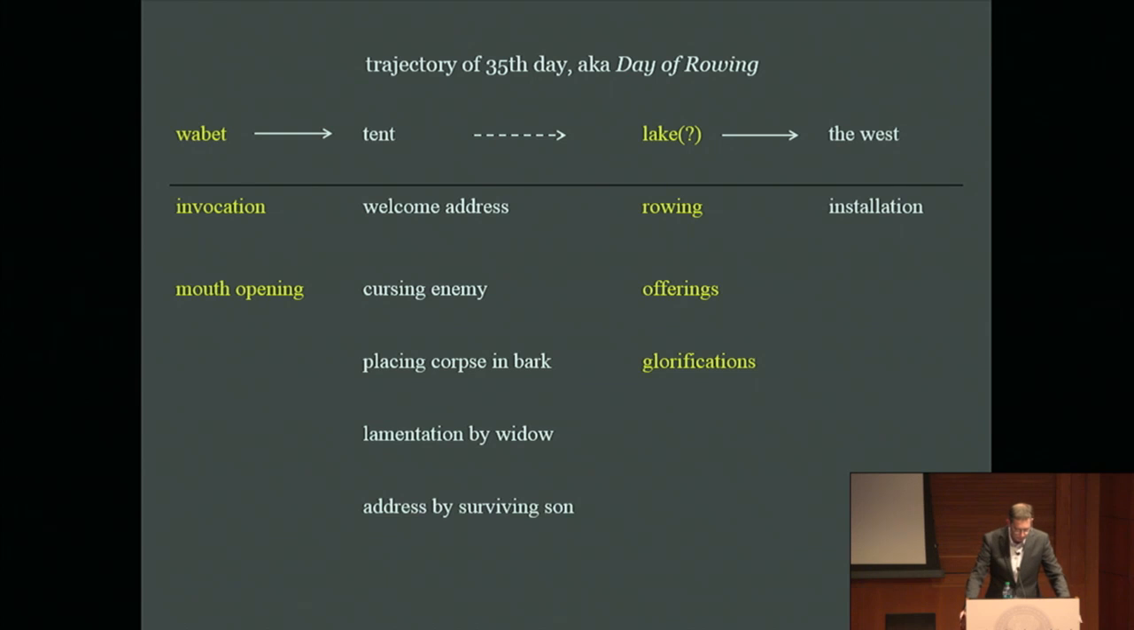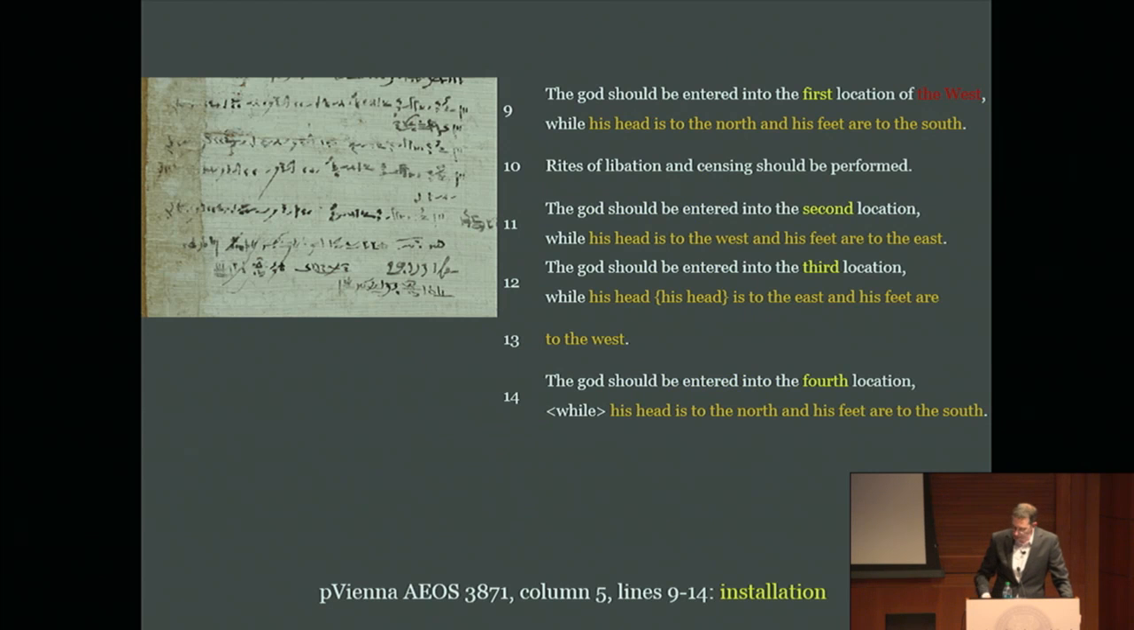In reality, there was probably no water involved. All that was done was a priest reciting this list of deities and their barks, while other priests carried in the meantime the corpse to the other room. Well, following the navigation ritual, offerings are presented to the mummy and a series of glorifications are recited. And finally then, the god is taken to a structure that is called the West. The instructions on how to do this are given in the Demotic, and they deserve our attention.